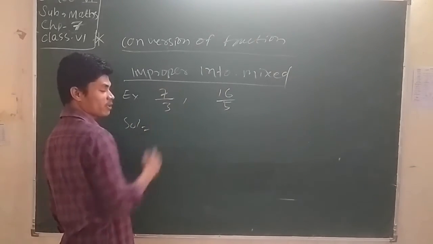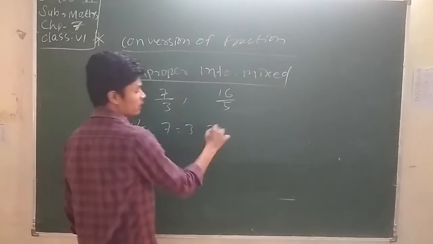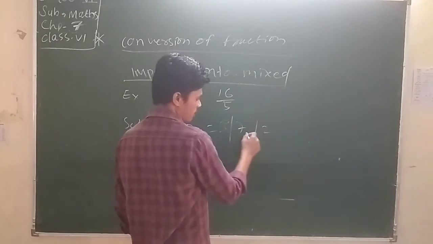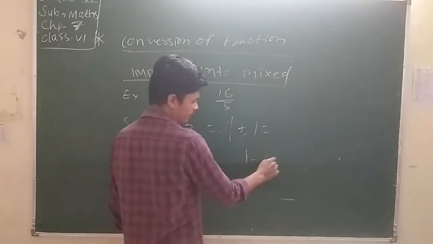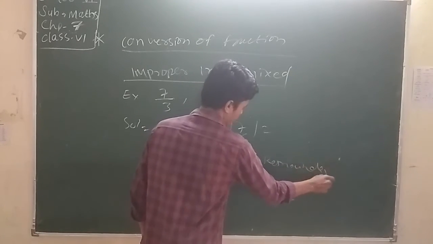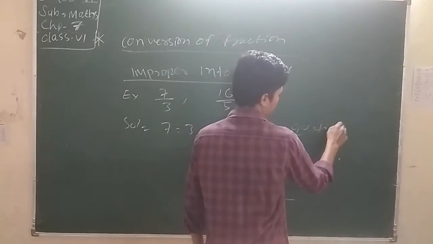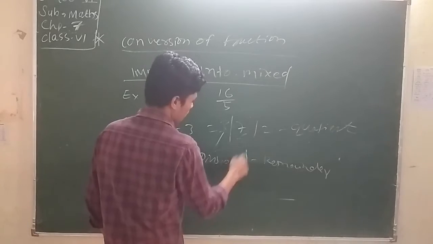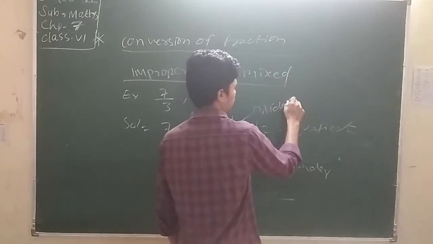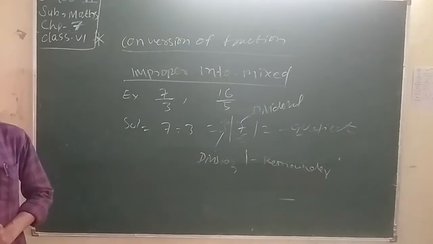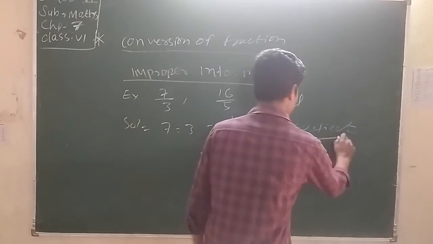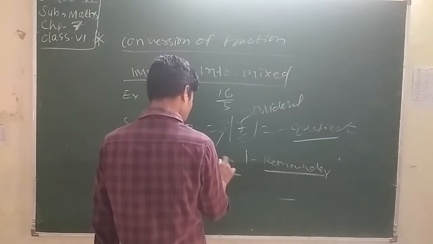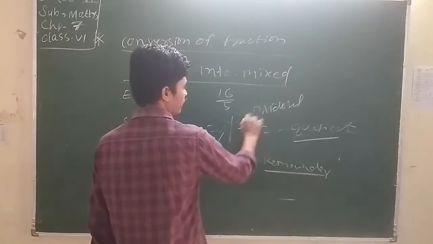First, 7 by 3 means 7 divided by 3. 3 twos are 6, so there is a remainder. Here is the quotient, here is the dividend, here is the divisor. Then we get all these things by dividing: quotient, remainder, divisor, and dividend.